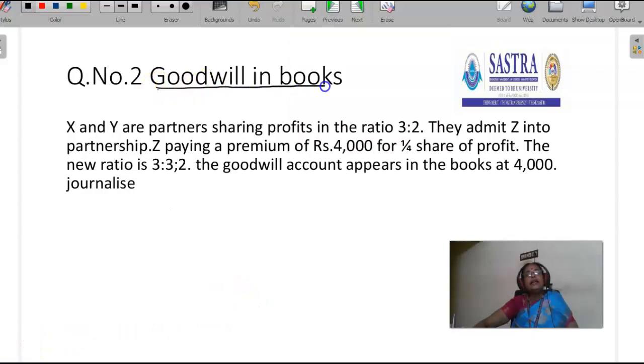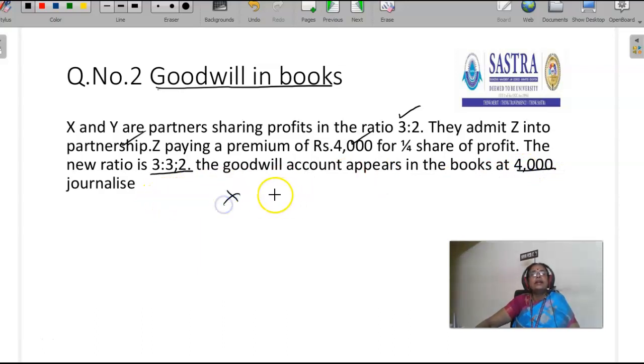Question number 2. Goodwill in books. X and Y are partners sharing profit in the ratio of 3:2. They admit Z into partnership. Z pays a premium of 4,000 for 1/4 share of profit. The new ratio is 3:3:2. The goodwill account appears in the books at 4,000 rupees.